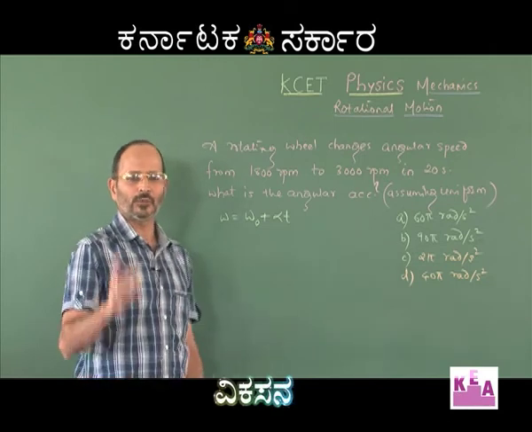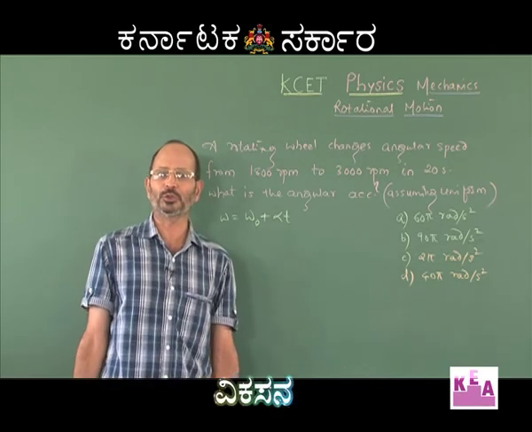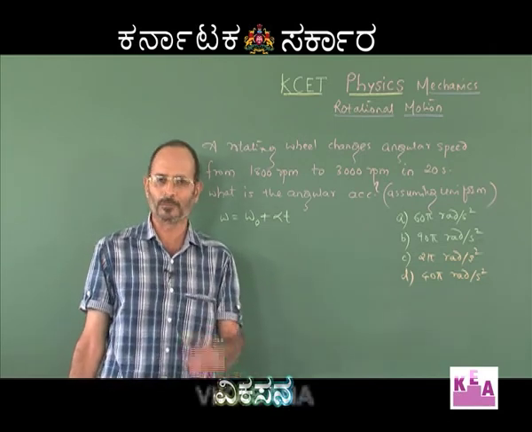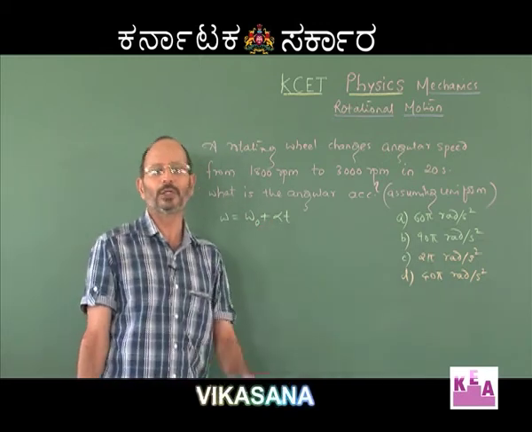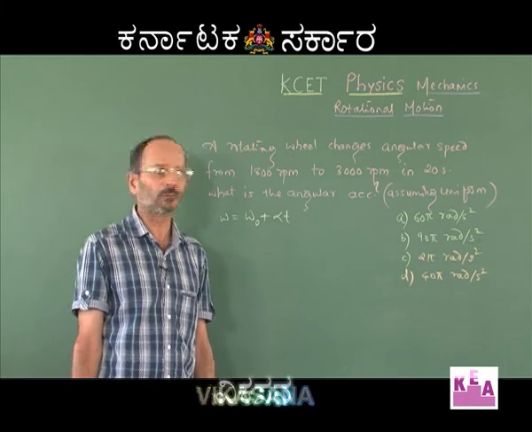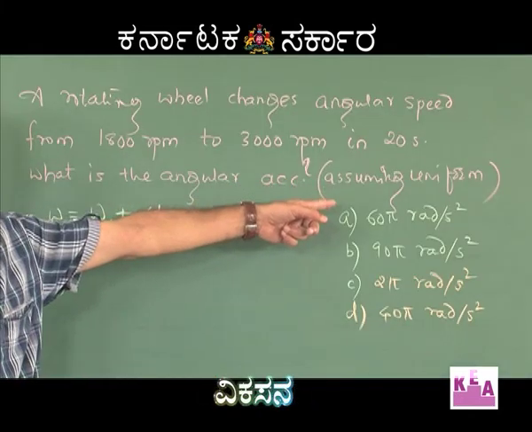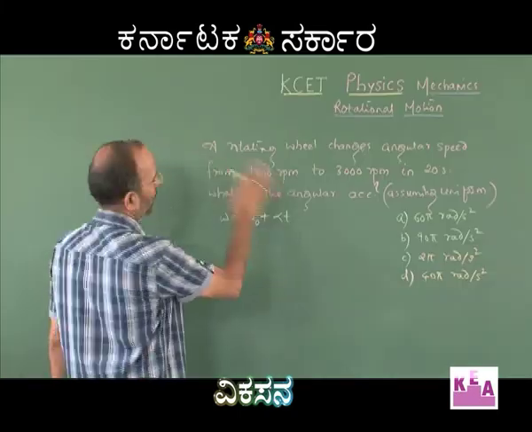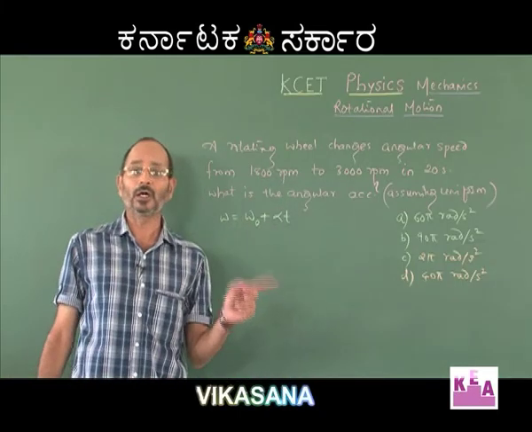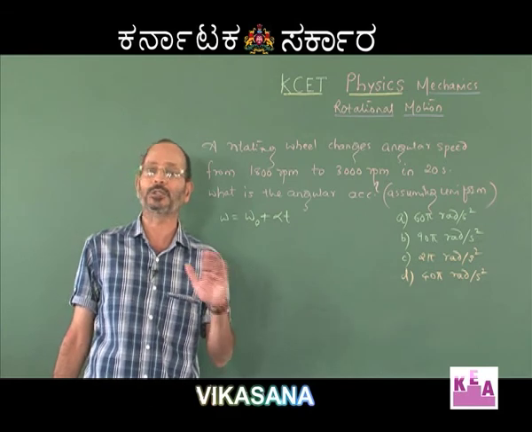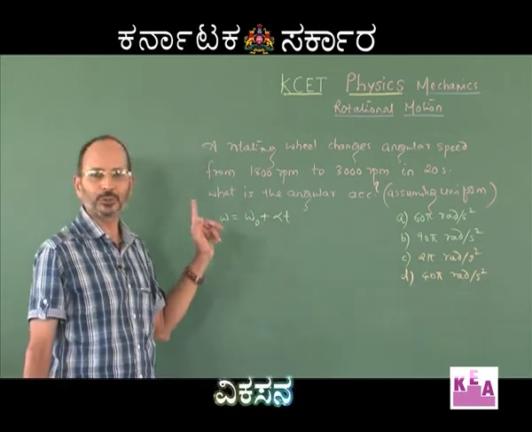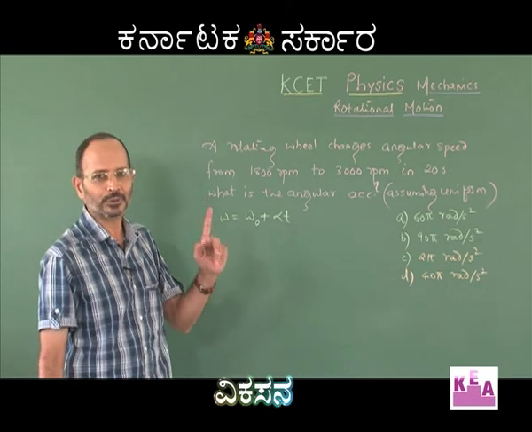But remember, v equal to u plus at was also used only when the acceleration was uniform, and omega equal to omega naught plus alpha t should also be used only when angular acceleration alpha is uniform, and he has assured you that, assuming it to be uniform, he says. But remember one more thing: omega has to be in radians per second, alpha has to be in radians per second square.